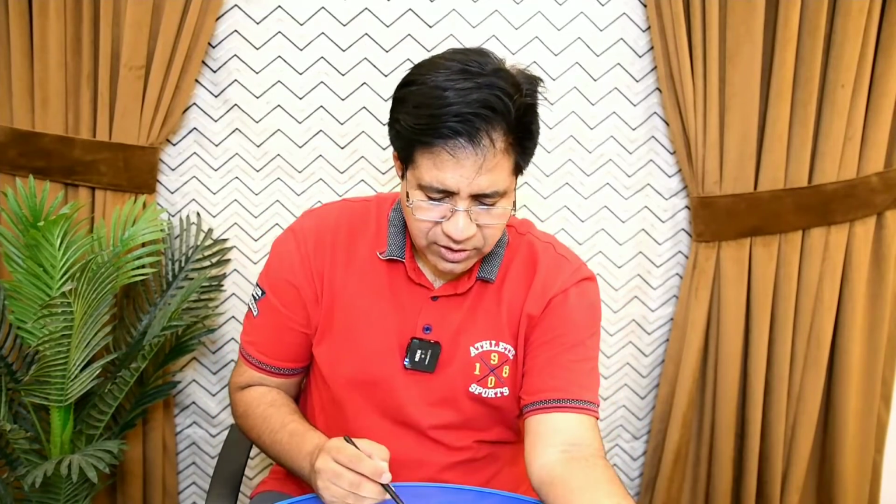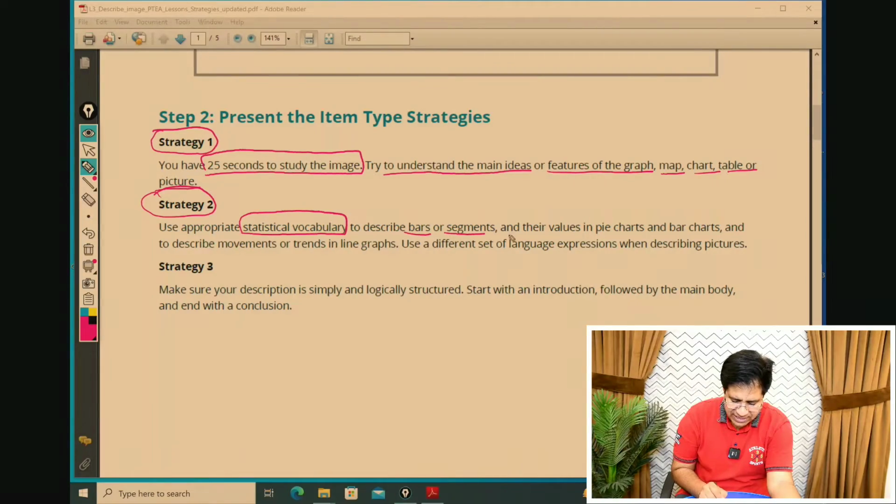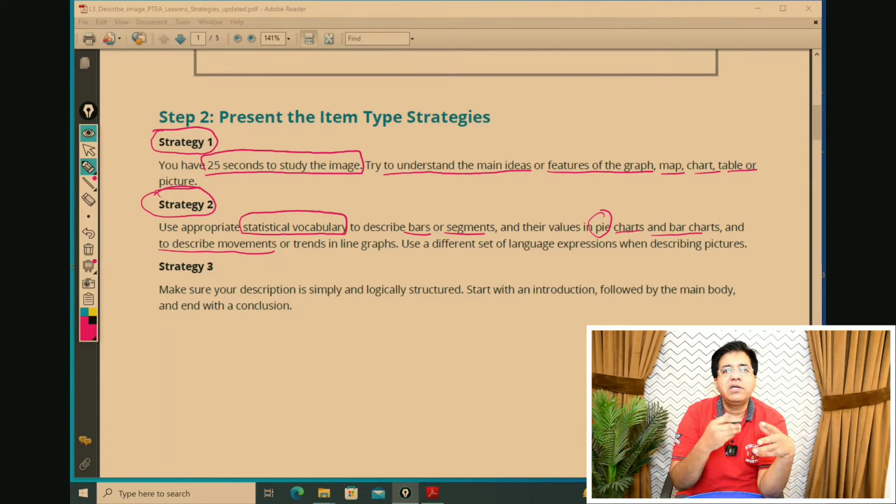So you should come up with those statistical words, and you can find them: the highest, the lowest, the second highest, increasing trend, decreasing trend, right? So to describe bars or segments and their value in a pie chart. Pie chart is for comparison, by the way. All these things are there. And bar charts, and to describe movements: the prices increased suddenly, the prices fluctuated, the prices decreased dramatically, there was a dip in prices, there was a plunge in prices. So these type of words should be used.